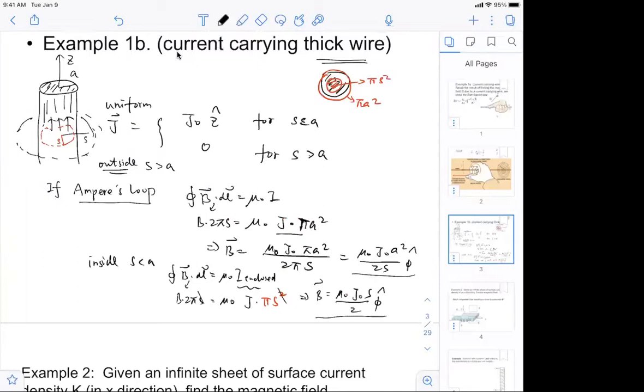Okay, I want you to recall the comparison with Gauss's law for a solid sphere. It's very similar to how we did that.